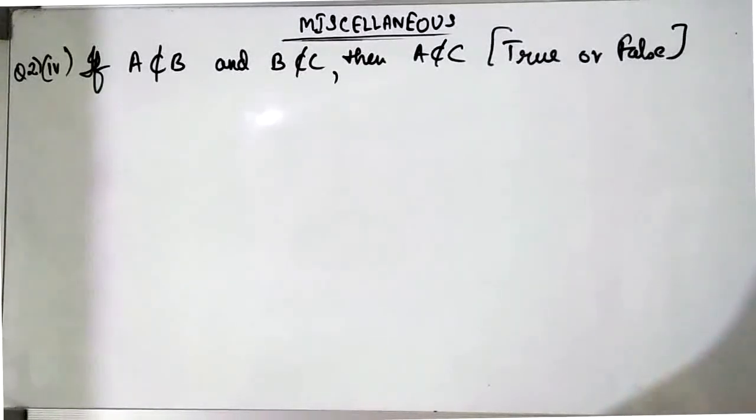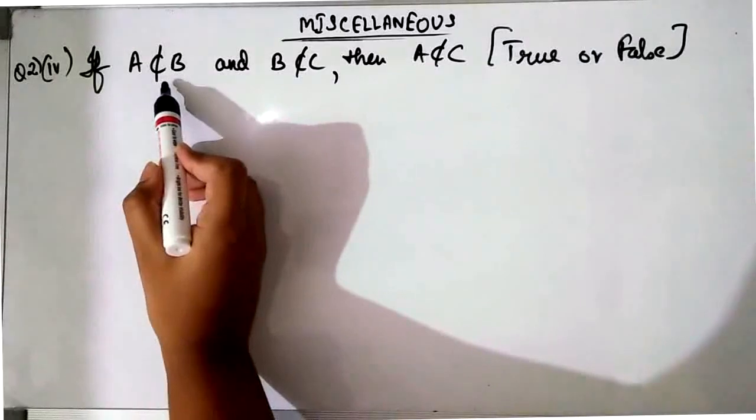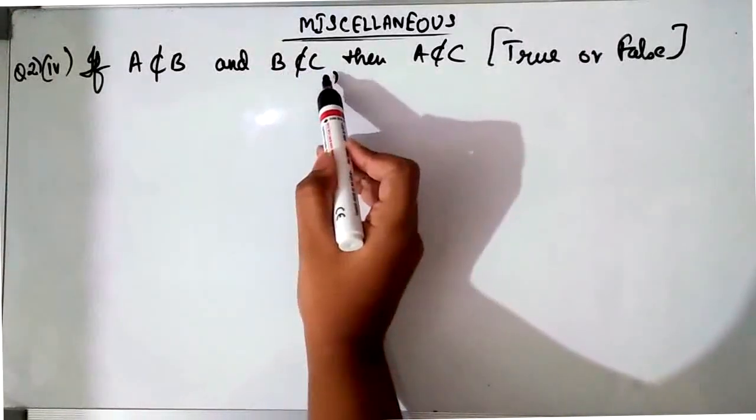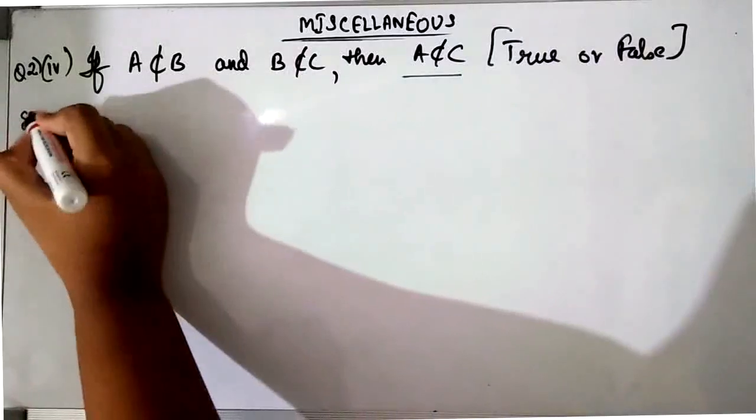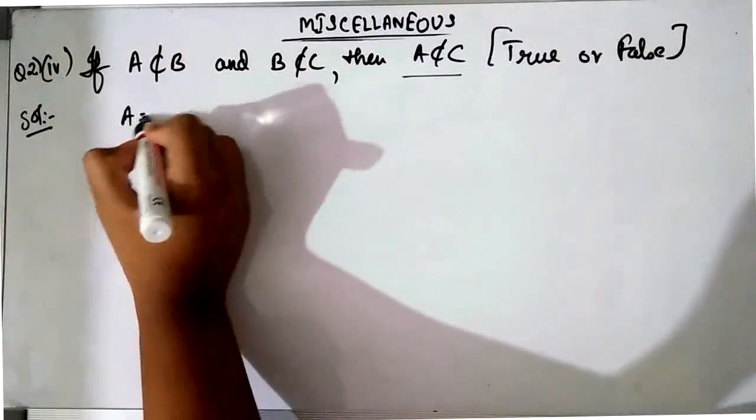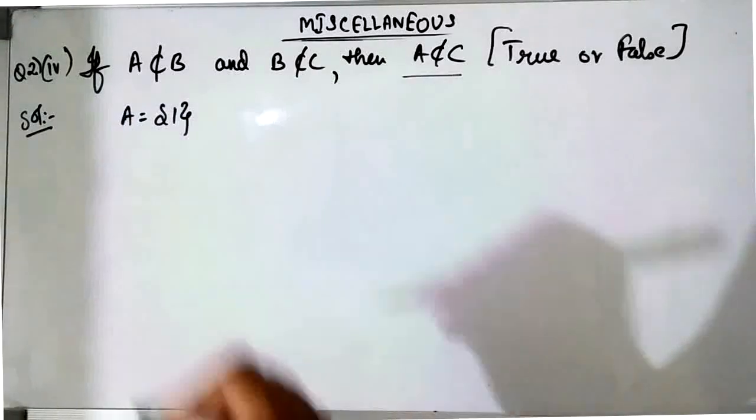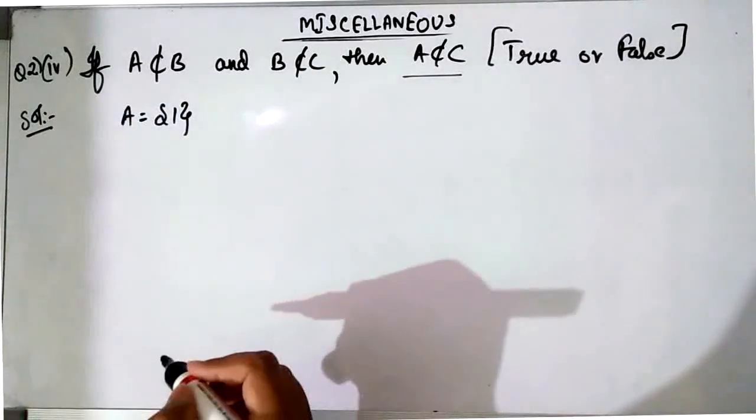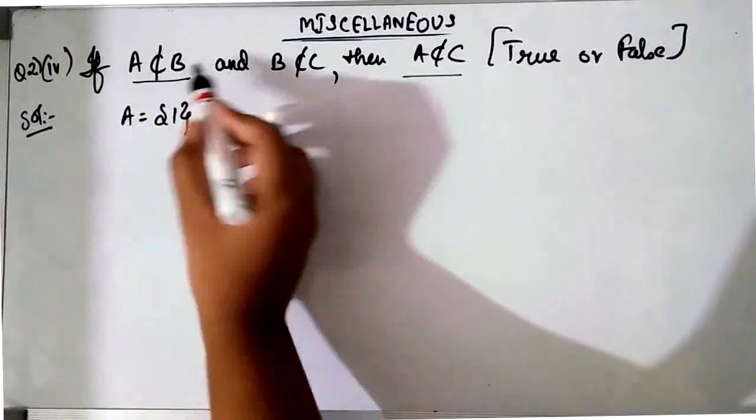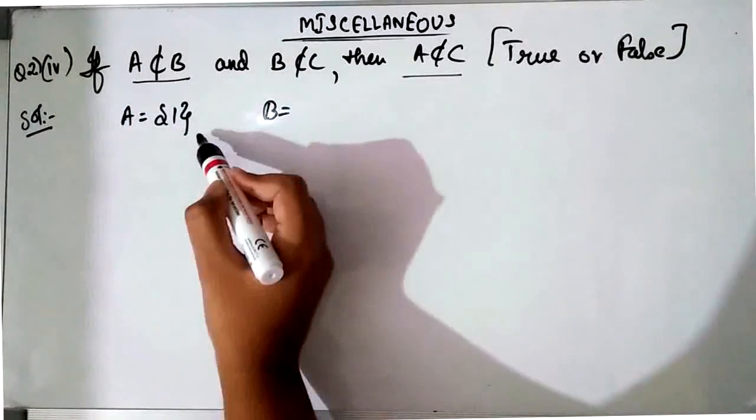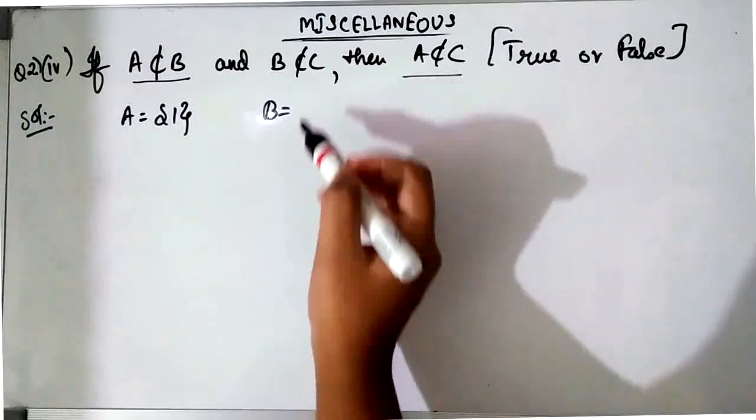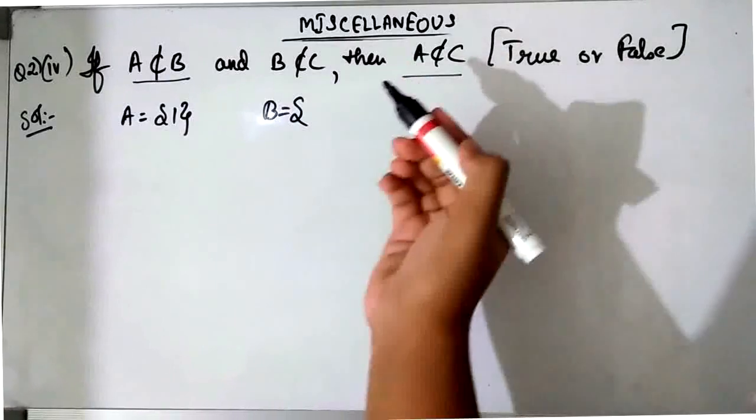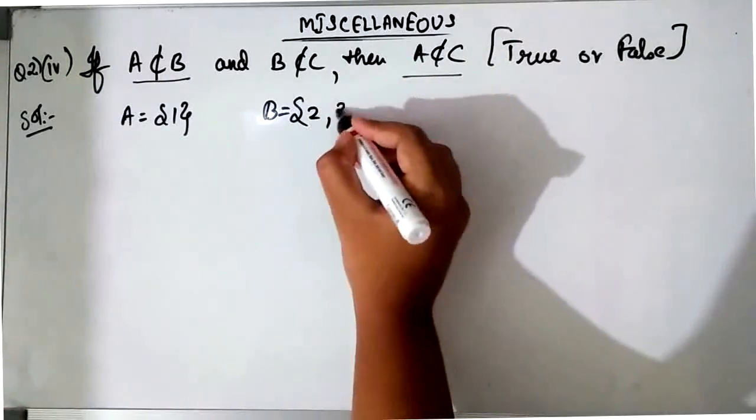Now the fourth bit you see, they say if A is not a subset of B and B is not a subset of C, then we need to check whether A will be a subset of C or whether A will not be a subset of C. So for this again we will take two sets A and B. Now suppose let us take set A to be {1}. Now we need to take set B in such a way that A should not be a subset of B. That is, the element 1 of set A should not be present in set B. So we will not take 1, but we will take other numbers, like suppose I'll take {2, 3}.